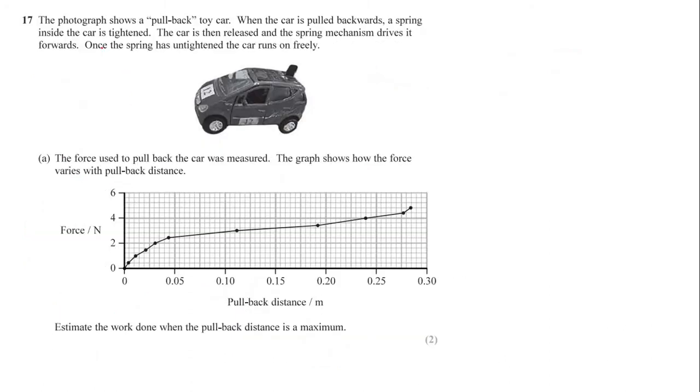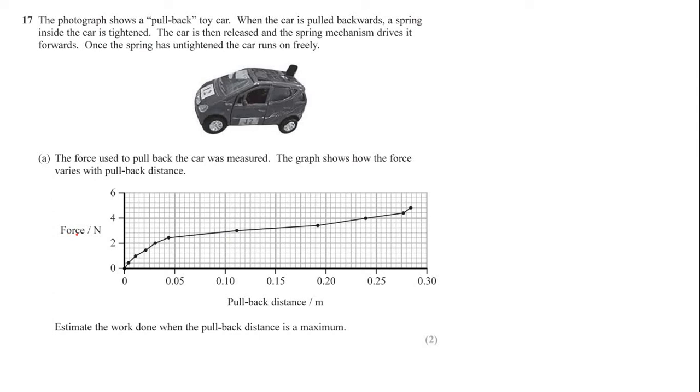Question number 17. The photograph shows a pullback toy car. When the car is pulled backward, a spring inside the car is tightened. The car is then released and the spring mechanism drives it forward. Once the spring has untightened, the car runs on freely. The force used to pull back the car was measured. The graph shows how the force varies with pullback distance.